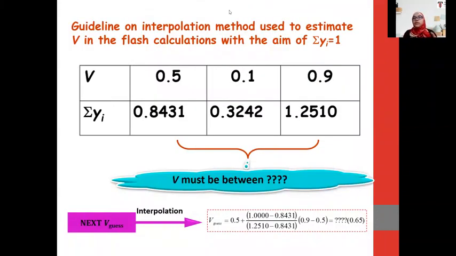Okay, but because there is too wide a range for V, right? How can we decide the value of V? Okay, this is the guideline for you to start with the initial guess of V. For example, if we have the summation of Yi within this range, so this is your value. If you find the value of the summation is within 0.8 to 0.3, then the value of V should be 0.5 to 0.1. So you may perform the interpolation. Okay, you may use this guideline.